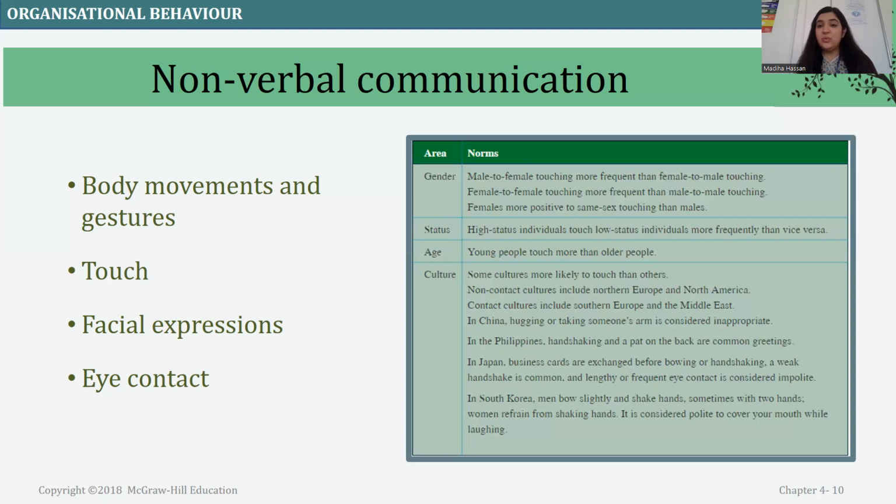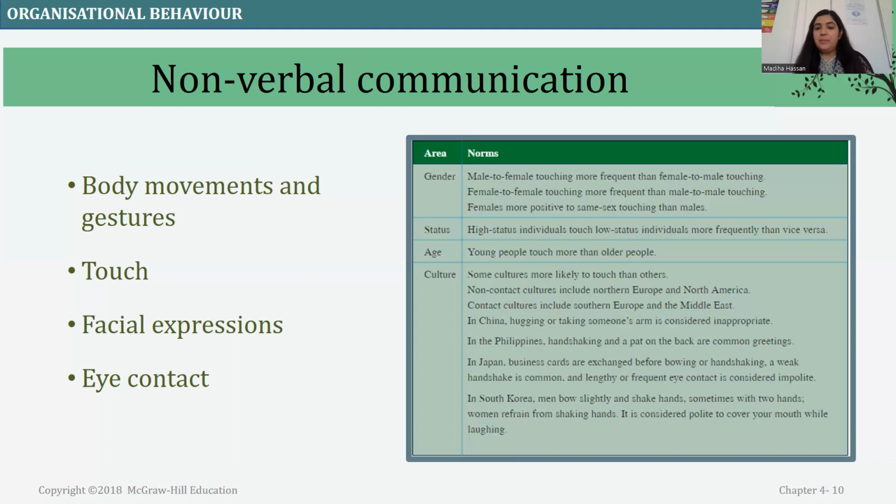Similarly, high status individuals touch low status individuals more frequently than vice versa. Some cultures are more likely to touch than others. No contact cultures include Northern Europe and North America. Contact cultures include Southern Europe and the Middle East. In China, hugging or taking someone's arm is considered inappropriate. In the Philippines, handshaking and a pat on the back are common gestures.